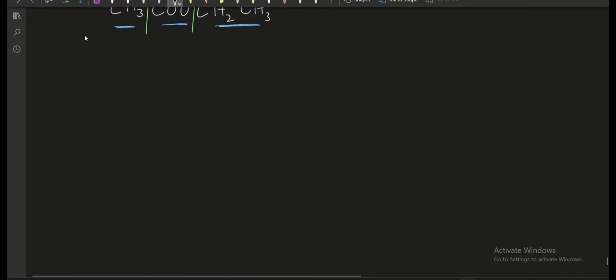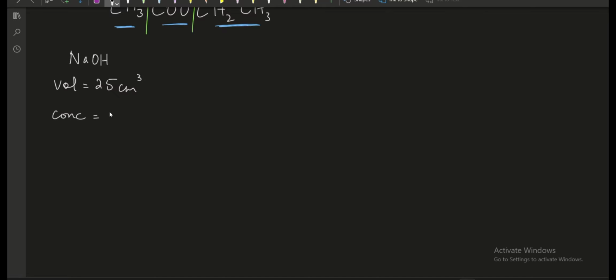In the question they were given for sodium hydroxide, the volume was 25 centimeter cube and the concentration was 1.0 moles per decimeter cube. It's given in decimeter cube, so that means we have to change 25 centimeter cube into decimeter cube.